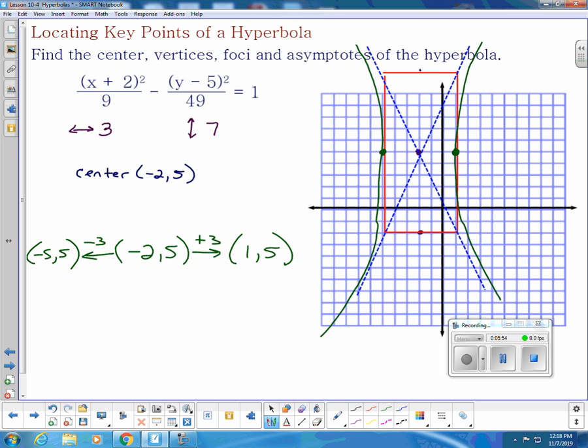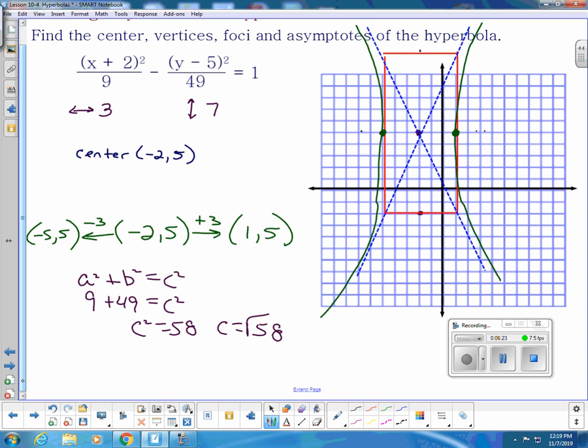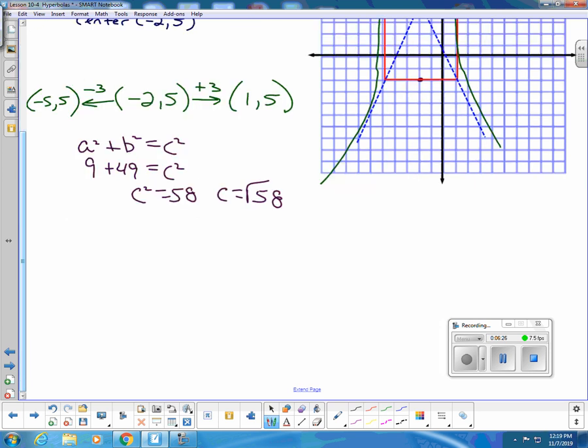If I want to find my focal points, they are somewhere out here along the curve. So I have to find my c value. a squared plus b squared equals c squared. Well, my a and b are just sitting there. 9 plus 49 is c squared. c squared is 58, so c is the square root of 58. So 7.5, whatever.